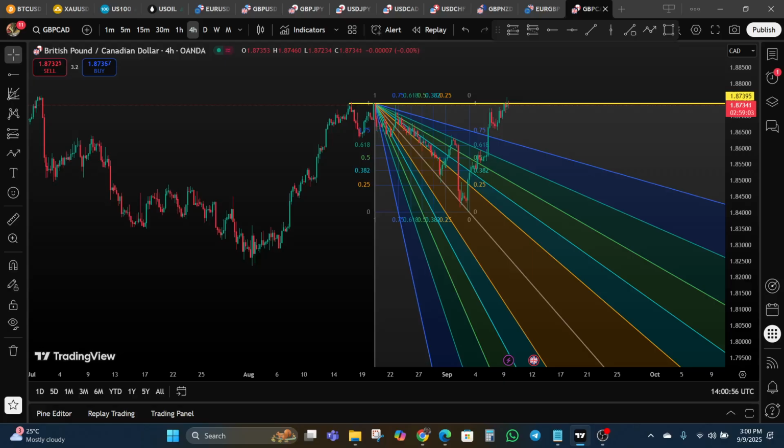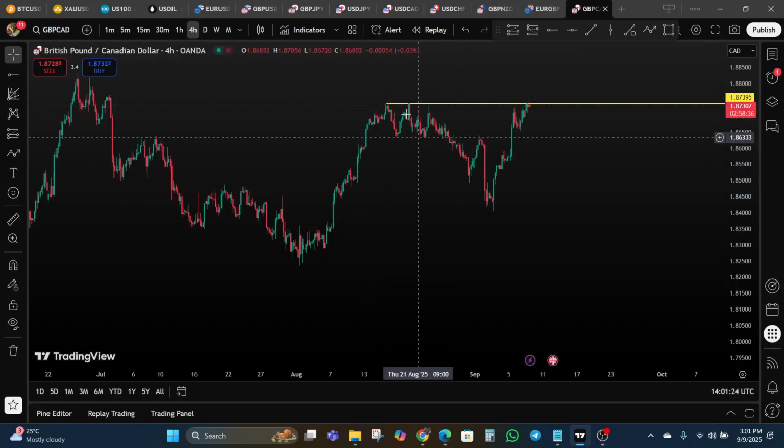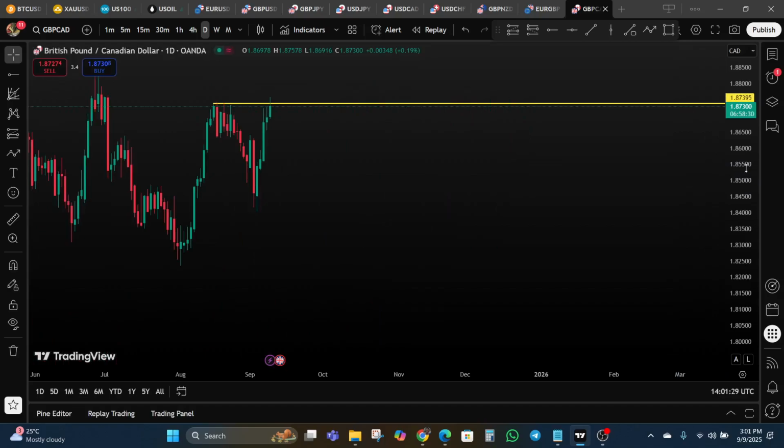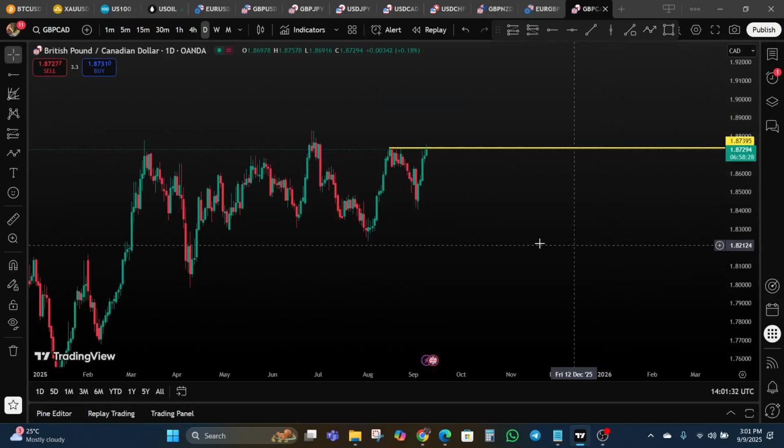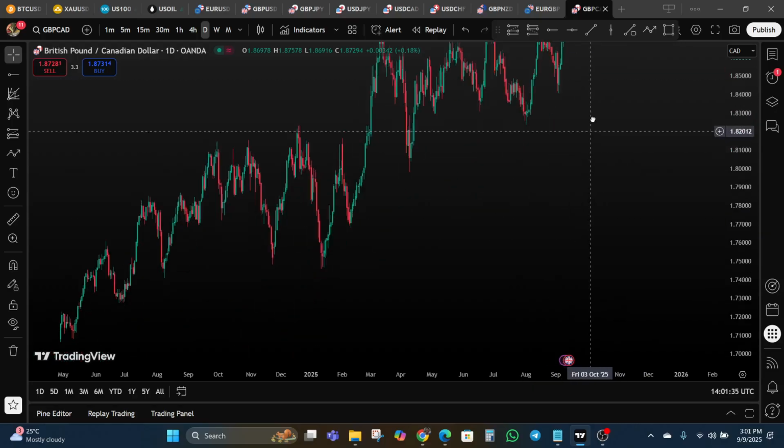Combine fan analysis with trend identification, support and resistance zones, or volume analysis to make more informed trade decisions. You need to actually practice using the fan on multiple time frames to understand its effectiveness in different market conditions. So right now we use the fan on the 4-hour chart. Let's go to the daily chart and use it there. We have to use it based on the ongoing trend.